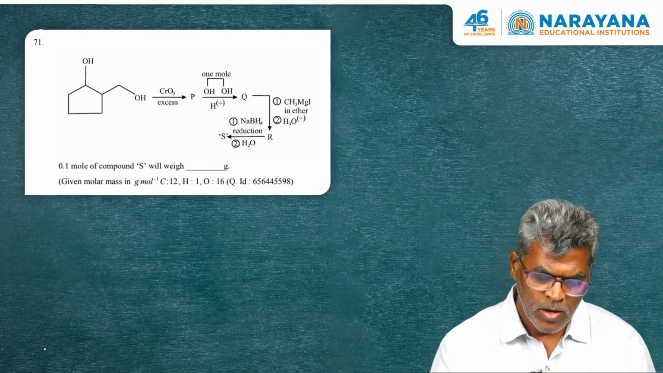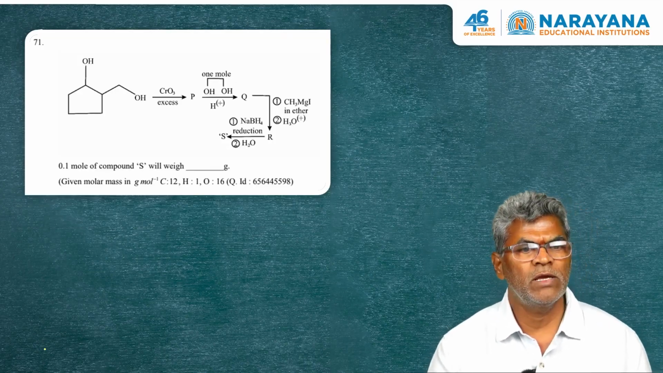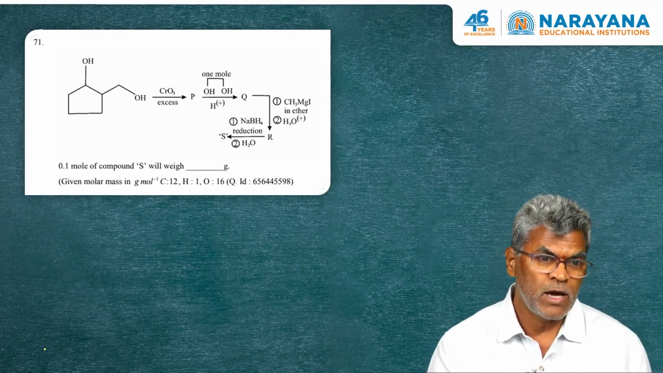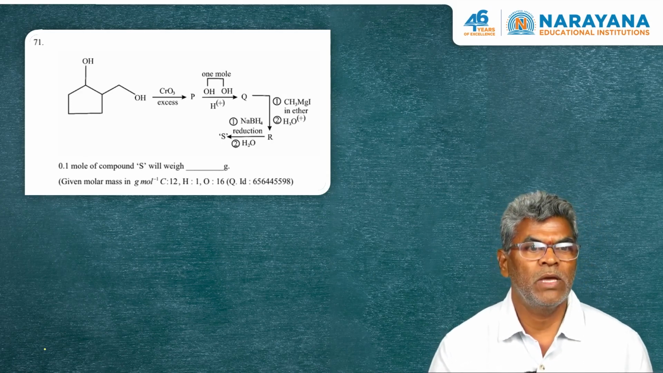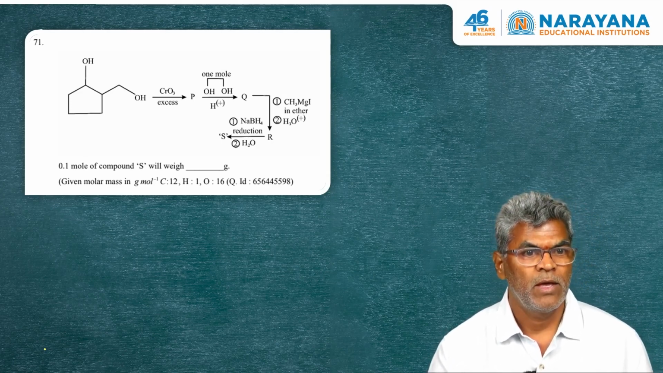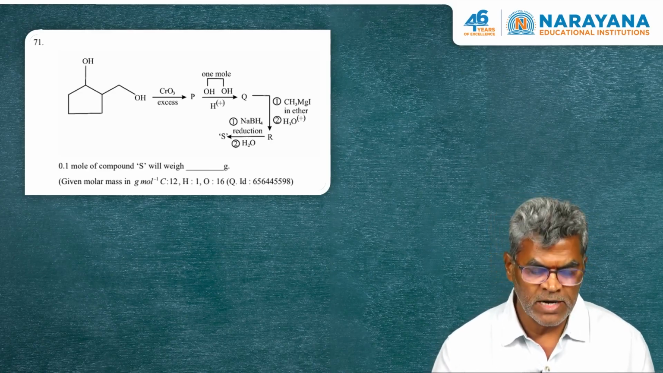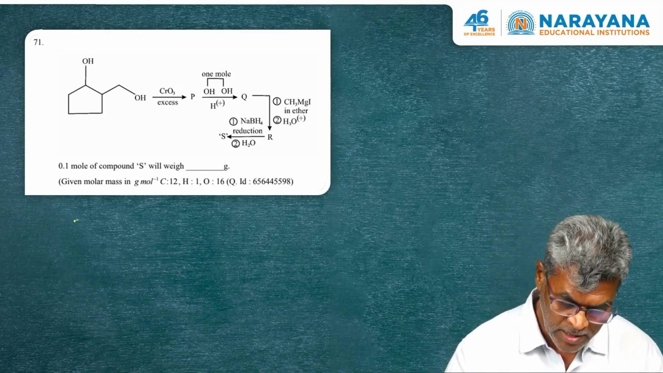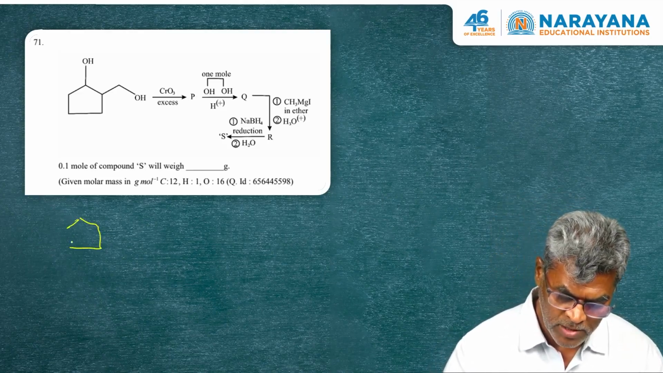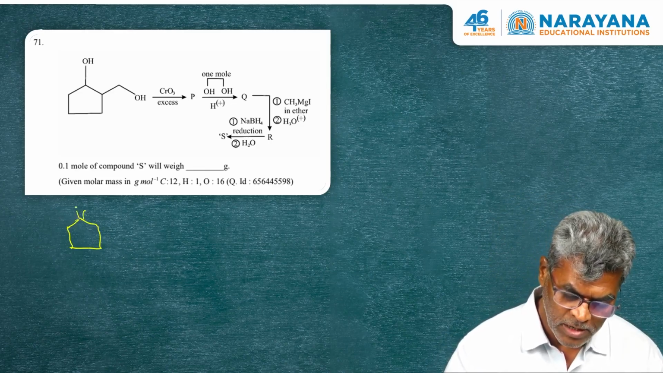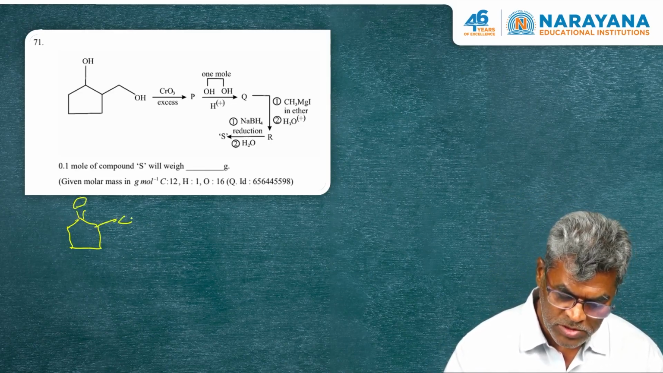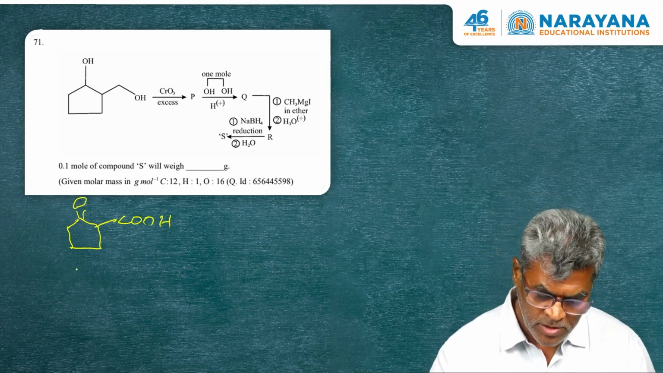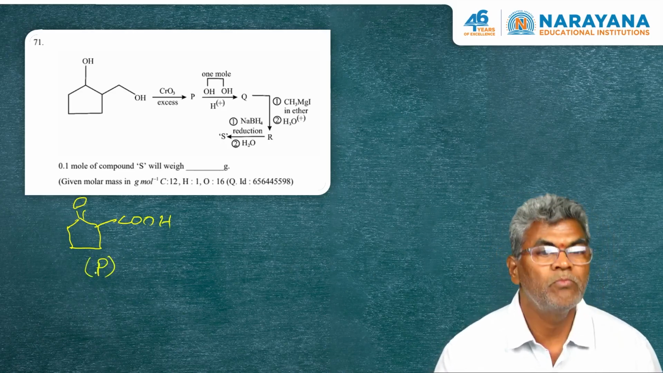71. CrO3 excess, in fact CrO3 acetone is a mild oxidizing agent, CrO3 excess is behaving like a strong oxidizing agent, but at room temperature secondary alcohols get oxidized to ketones and primary alcohols get oxidized to carboxylic acid. That is why when you treat this molecule with excess of CrO3, it is becoming COOH, this is P compound.